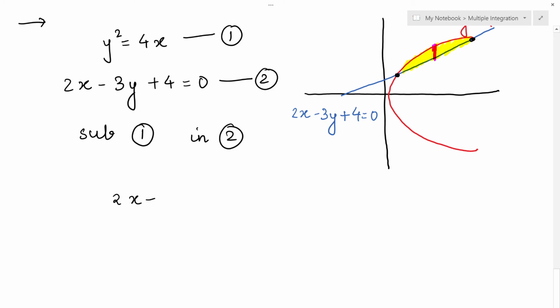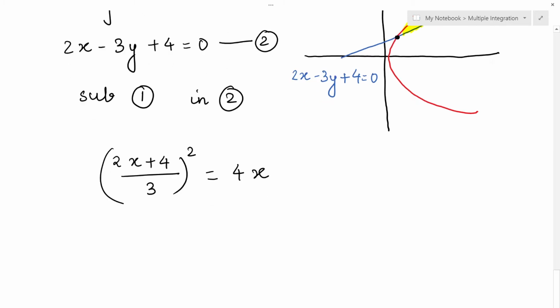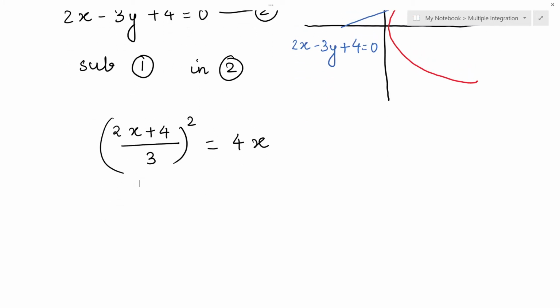So that is 2x plus 4 by 3 the whole square. I substitute the value of y square is equal to 4x. Okay, this is my equation 1. So I've substituted 2 and 1 in short, and then simplified this. After simplification, if you open the brackets, that will be nothing but x plus 2 the whole square equal to 9x. So that is x square minus 5x plus 4.